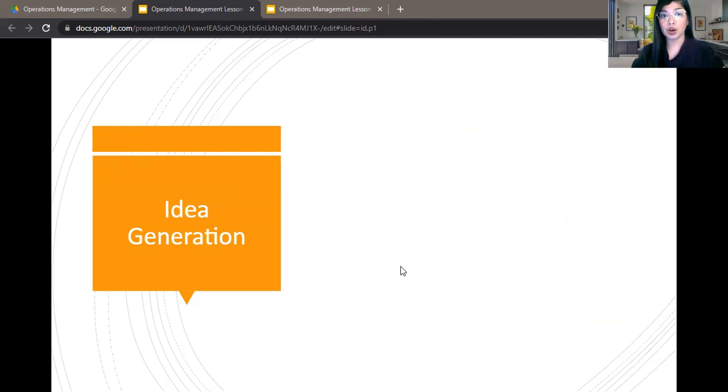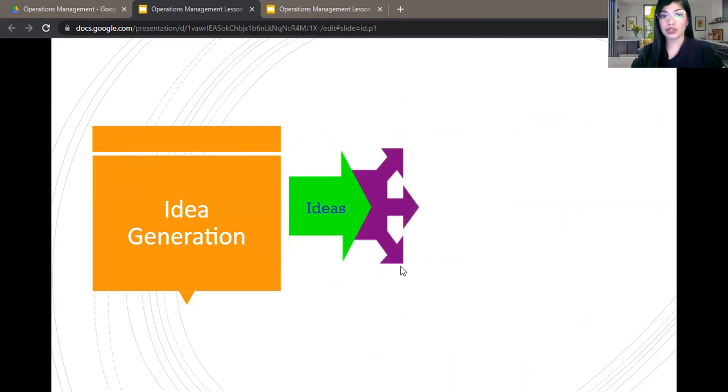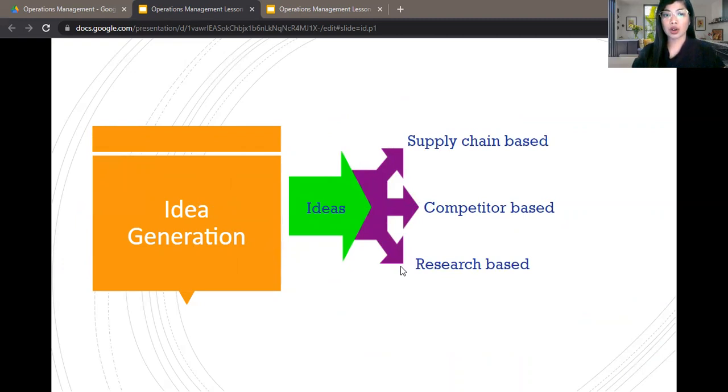Ideas for new or redesigned products or services can come from a variety of sources, including the supply chain, the competitor, and the research base. Of course, the customers. Customer input can come from surveys or focus groups, complaints, and unsolicited suggestions for improvement. Input from suppliers, distributors, and employees can be obtained from interviews, direct or indirect suggestions, and complaints.